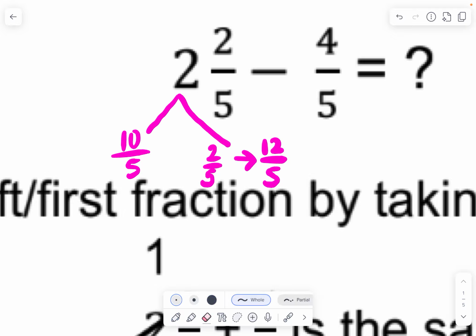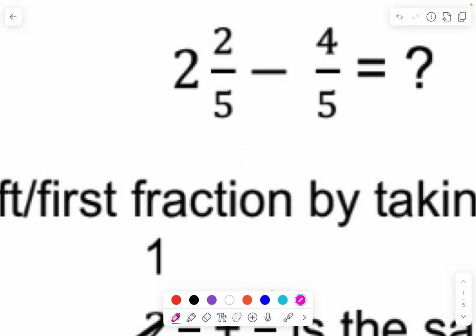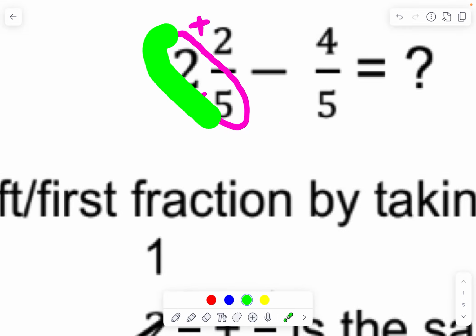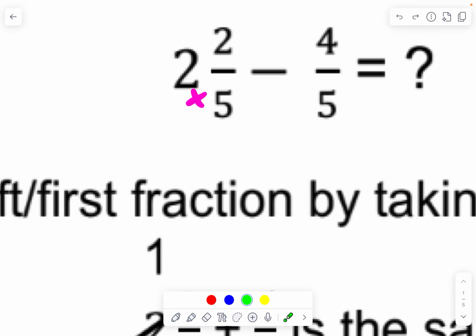Another way students may have learned how to do this is by multiplying the denominator with the whole number and then adding the numerator. So 2 times 5 gives us 10, plus 2 gives us 12 fifths, which was the same answer we had for the first strategy, right? So instead of 2 and 2 fifths, we are now working with 12 fifths.